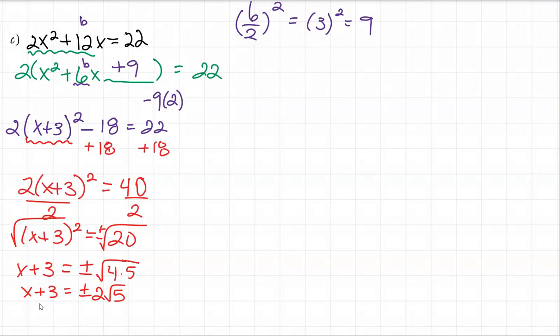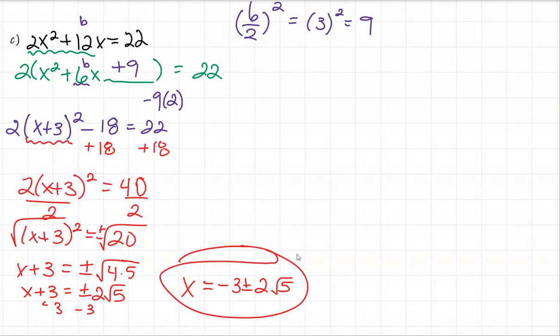X plus 3. Subtract 3 on both sides. I get x is equal to negative 3 plus or minus 2 rad 5. And there's our answer.